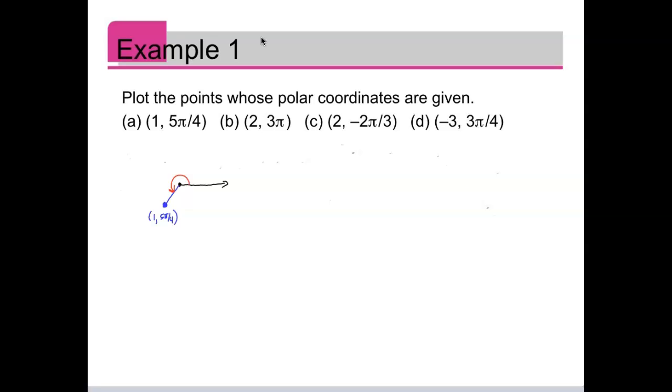All right, what about the point (2, 3 pi)? Okay, there's my pole and my polar axis. 3 pi is going to be 1 pi, 2 pi, 3 pi. And then I want my radius to be 2, so I want to make it roughly twice the size of my radius that was 1. So I'll say 1, 2. And this is the point (2, 3 pi).